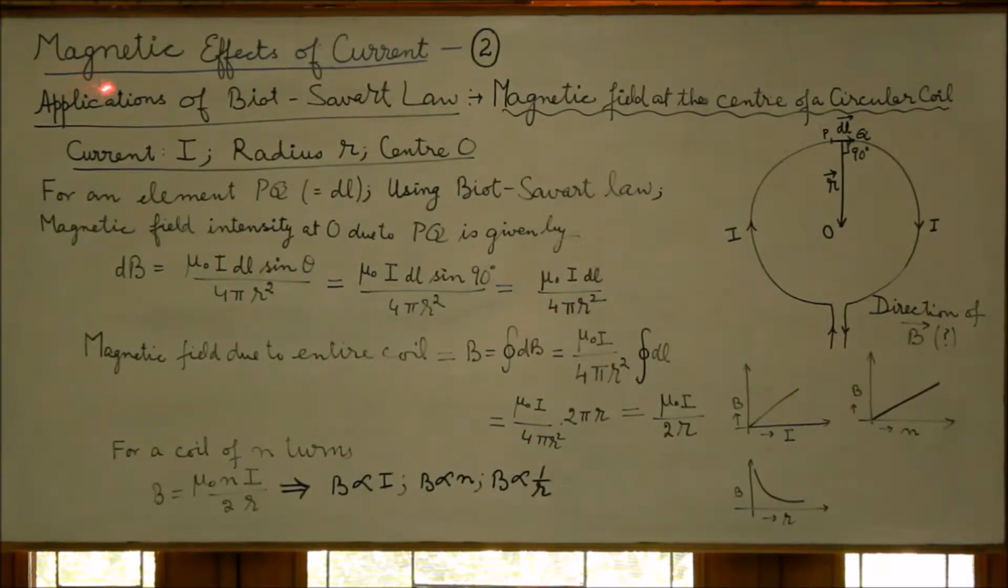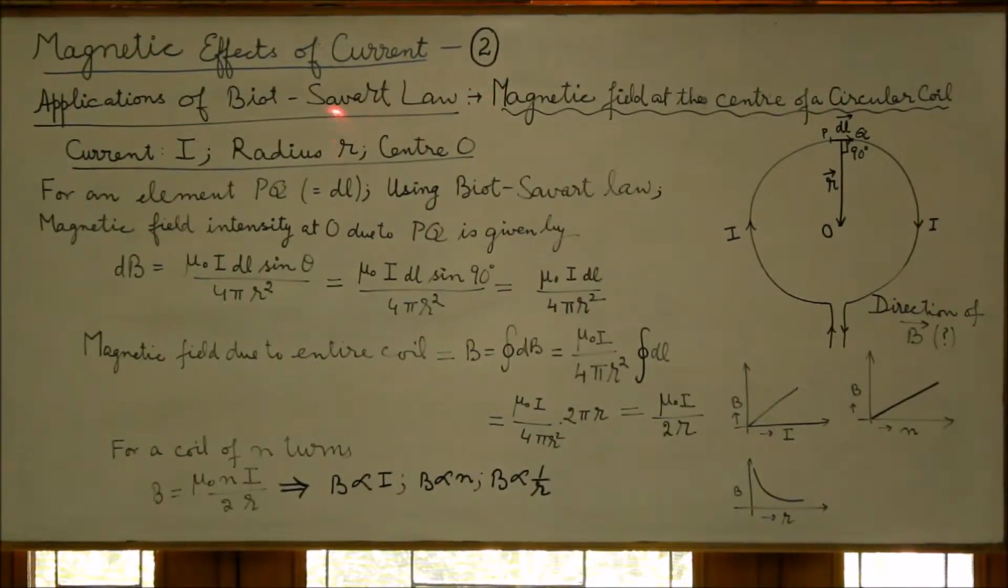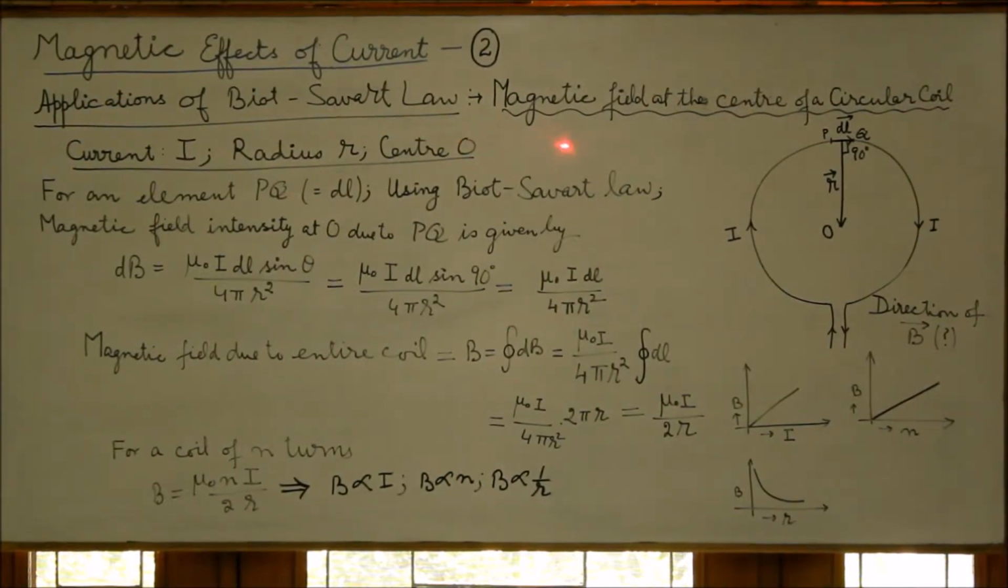In the present video, Magnetic Effects of Current Part 2, we will be studying applications of Biot-Savart law to calculate the magnetic field at the center of a circular coil. For the purpose, let's consider a circular coil of radius r with center O. Suppose the coil carries a current I in the direction shown, that is clockwise as seen by the reader. Take a small element PQ of length dl of the coil.